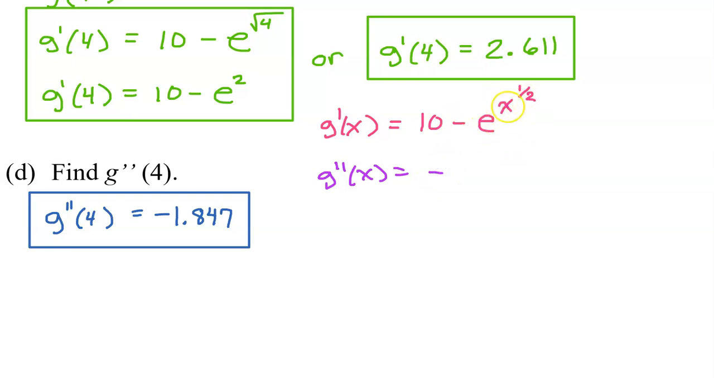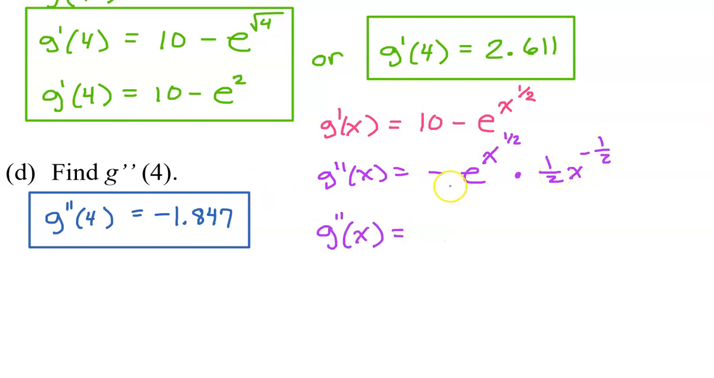So I'm about to do the chain rule. The derivative of e to the something is still e to the something. So I start by writing e to the x to the 1/2 power. But then, because it's not just an x, I need to multiply by the derivative of this inner function. So I need to multiply by the derivative of this. The derivative of x to the 1/2 power is 1/2 times x to the negative 1/2 power.